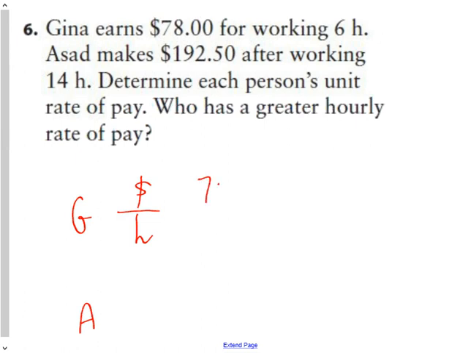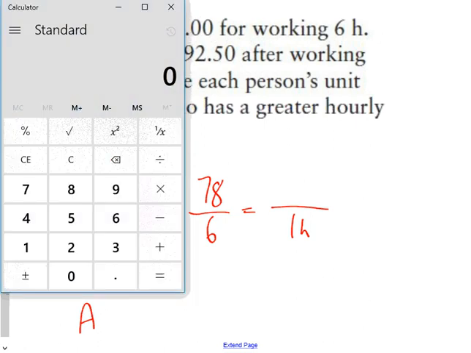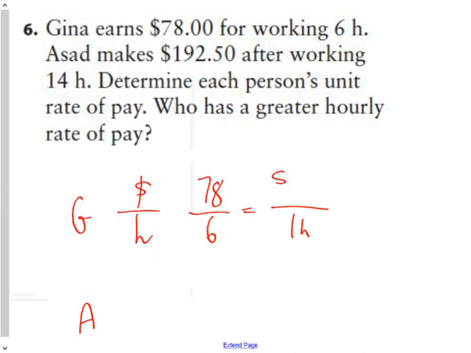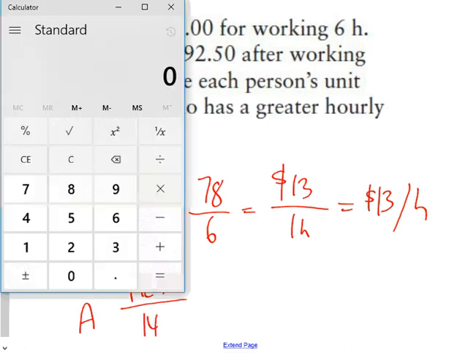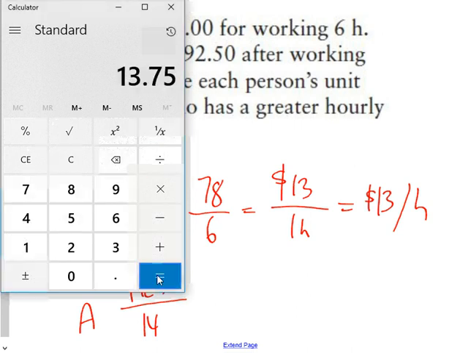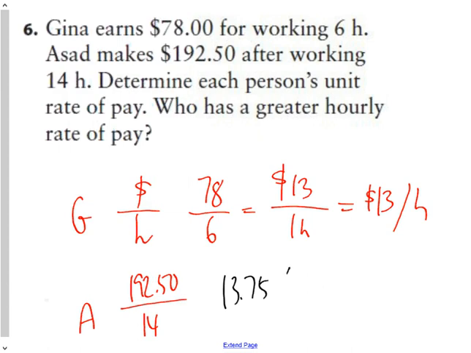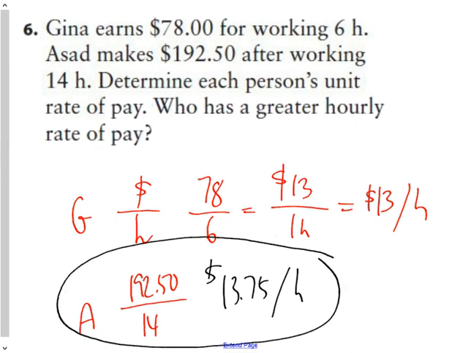So Gina is $78 for 6 hours, which per 1 hour, we'll be taking 78 and dividing it by 6. Gina makes $13 per hour. And Assad makes $192.50 for 14 hours. Take that $192.50 divided by 14. And Assad makes $13.75 per hour. So who has the greater rate of pay? Assad does, because he makes 75 cents more per hour.